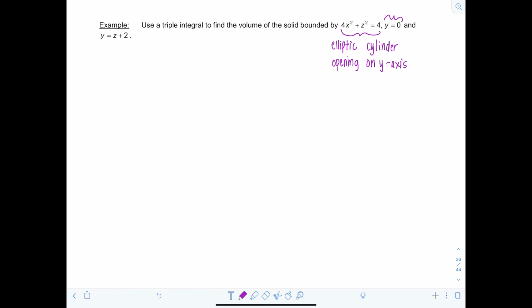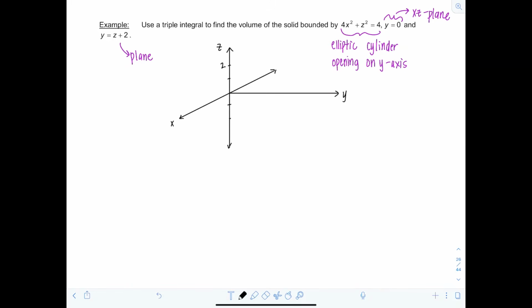y equals 0, that's just the xz plane. And then y equals z plus 2, that's another plane. That's going to be cutting or intersecting with this surface to bound our solid. So let's go ahead and sketch out what we have. And it's opening along the y-axis, so I'll put a little bit more in the y direction than normal. So we have this elliptic cylinder. In the z direction, it's going to go up and down 2 units, centered at the origin, 1 and negative 1 in the x direction. So let's fill that in first.